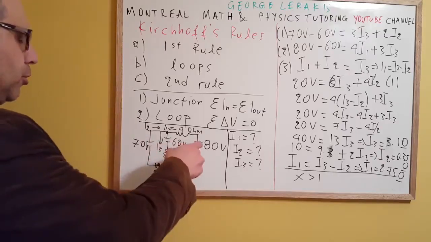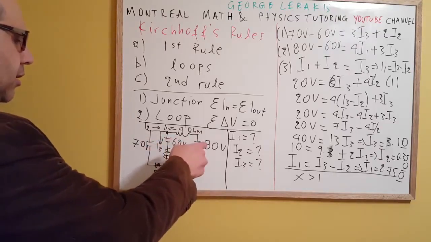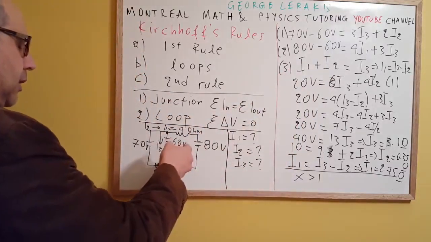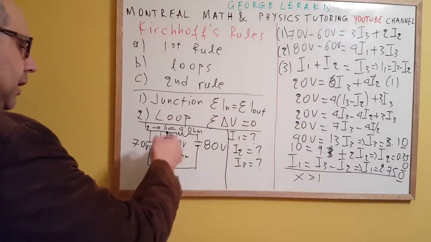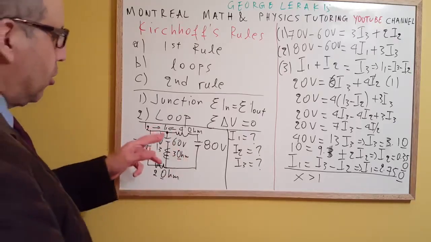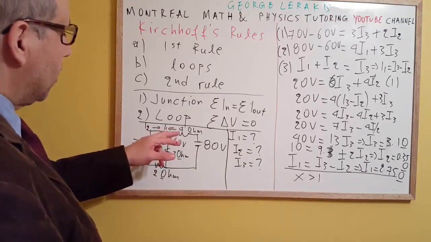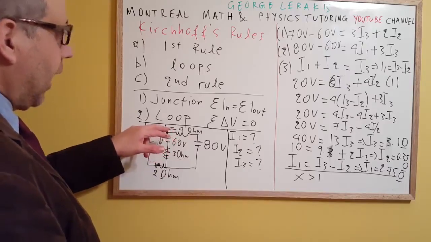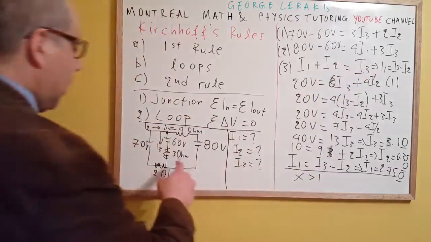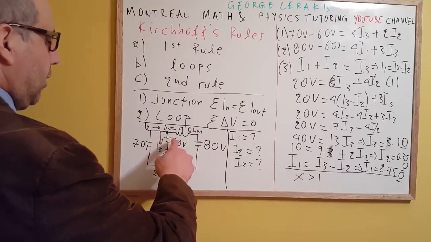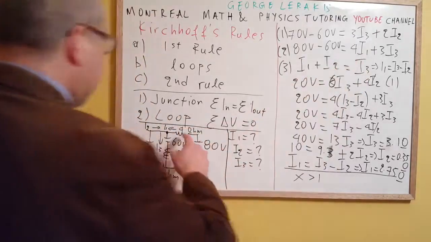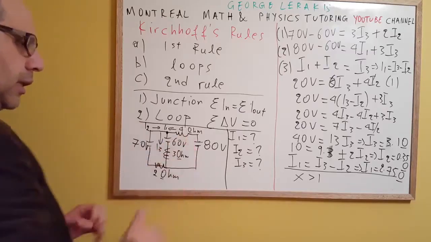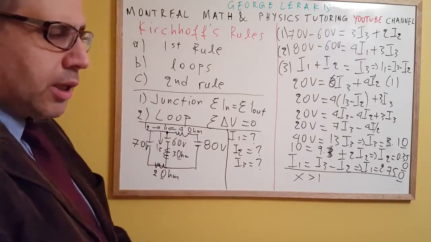With the same logic, this here is 80, this is 60, so I take 80 minus 60. That means that now the direction of the loop is like this. So this will be equal to 4I1 plus 3I3, because both of these go with the direction of the loop.